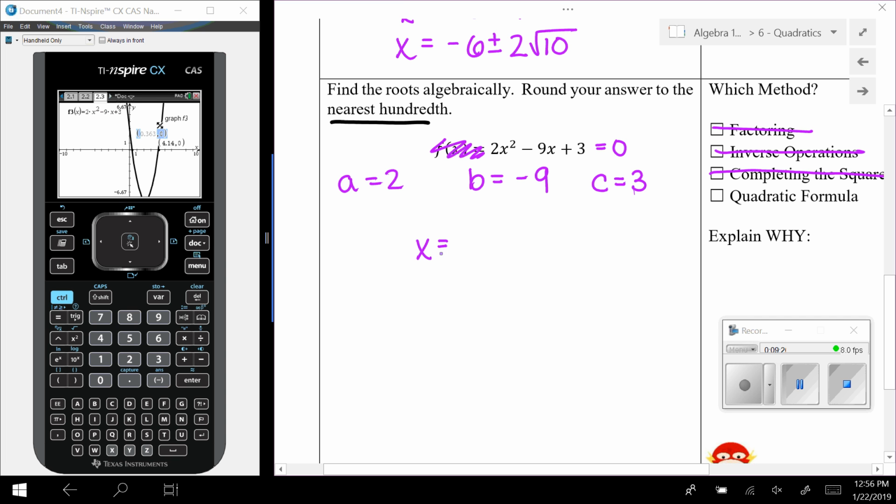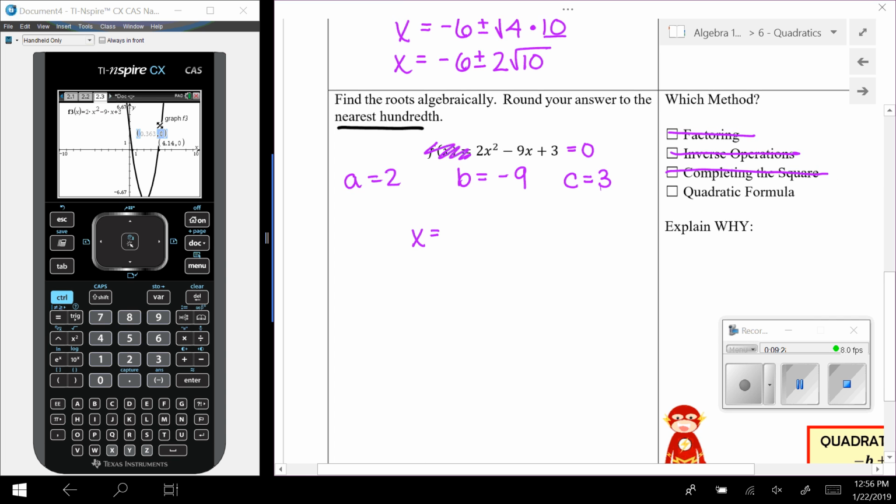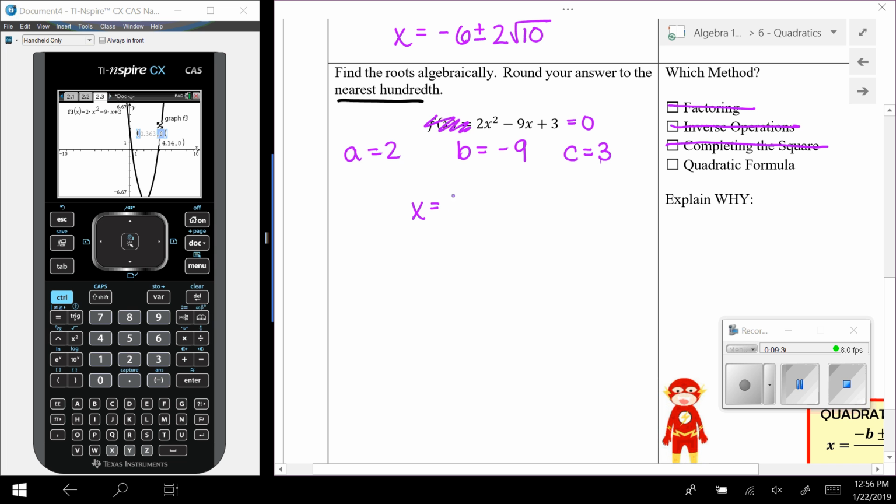Quadratic formula, because I know you want me to sing it to you again. You ready? Let's sing it along together. 1, 2. 1, 2, ready, go. X equals negative b plus or minus the square root of b squared minus 4ac all over 2a.